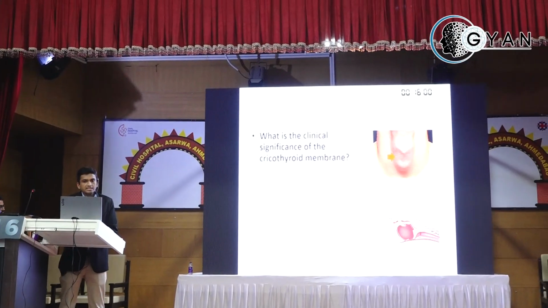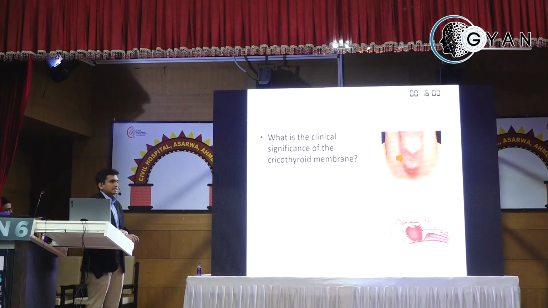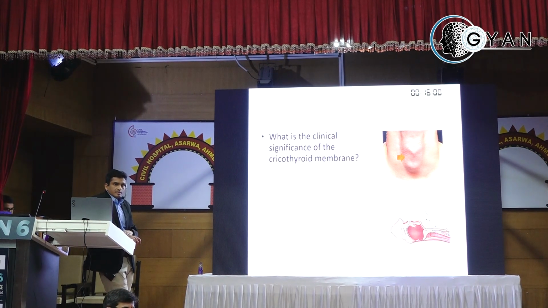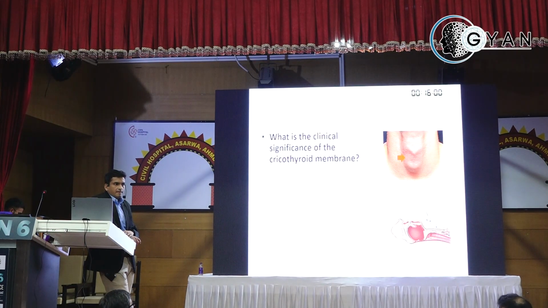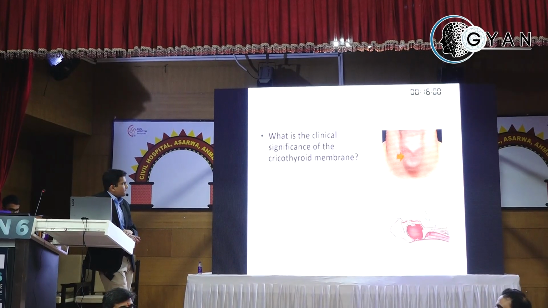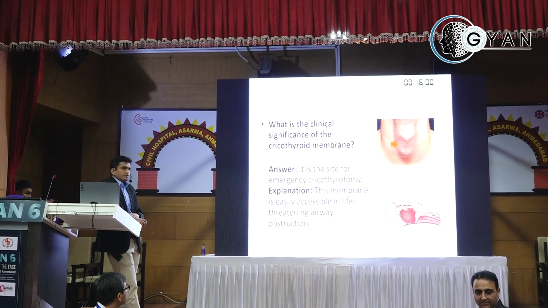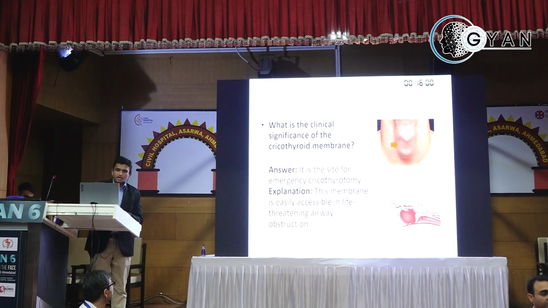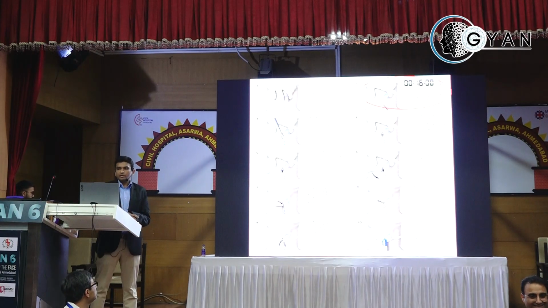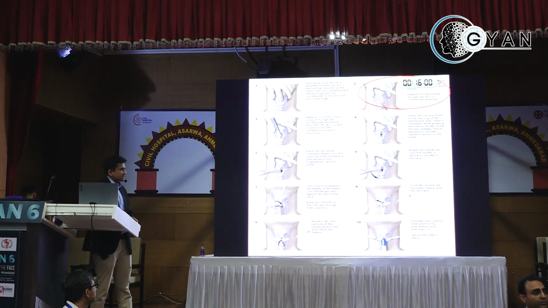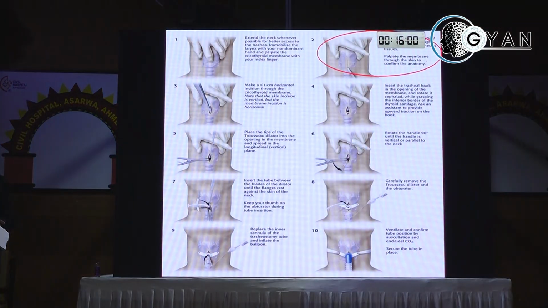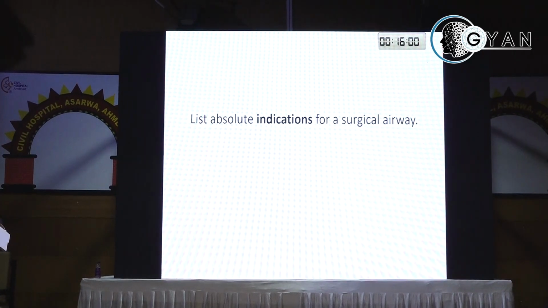What is the clinical significance of the cricothyroid membrane? It's a site for emergency cricothyrotomy. The membrane is easily accessible in life-threatening airway obstruction. As soon as you put the incision, the cricothyroid membrane is very much approachable, and then you can establish an airway through that in emergency situations.